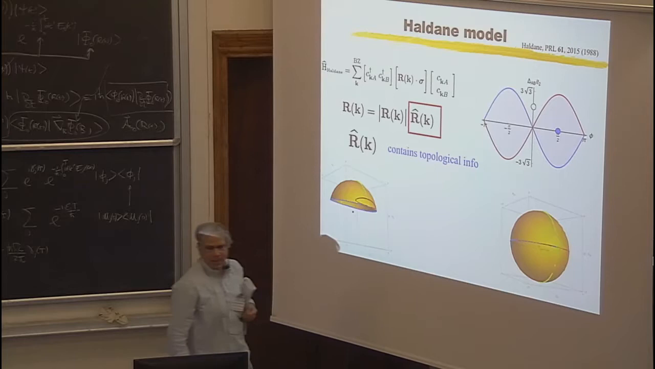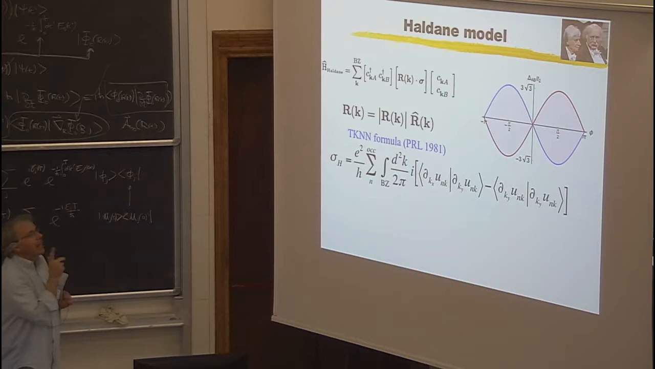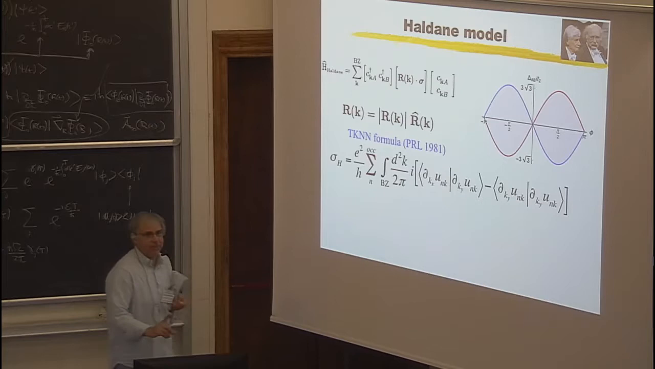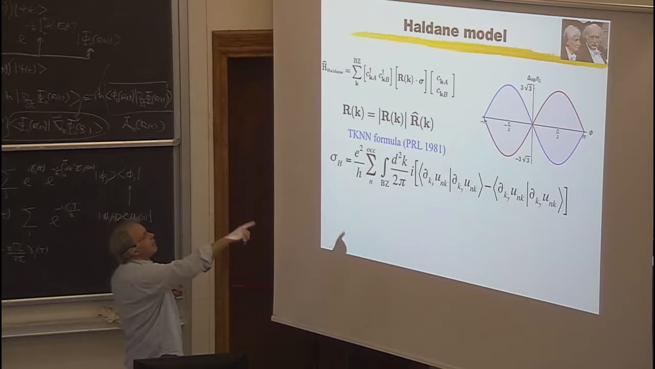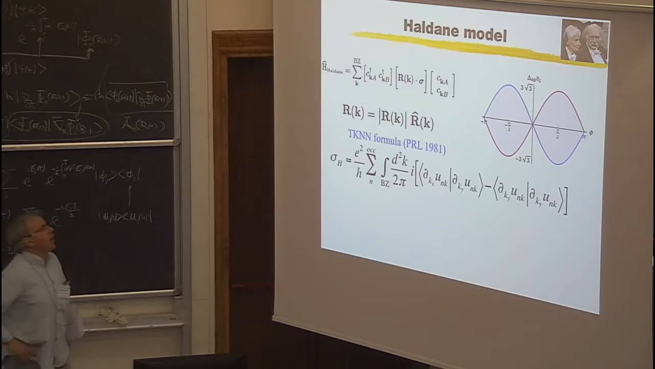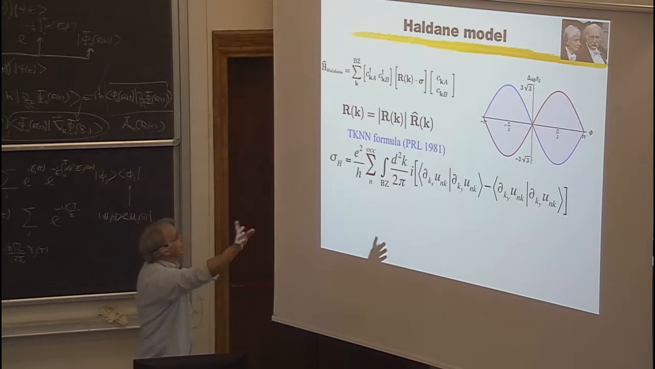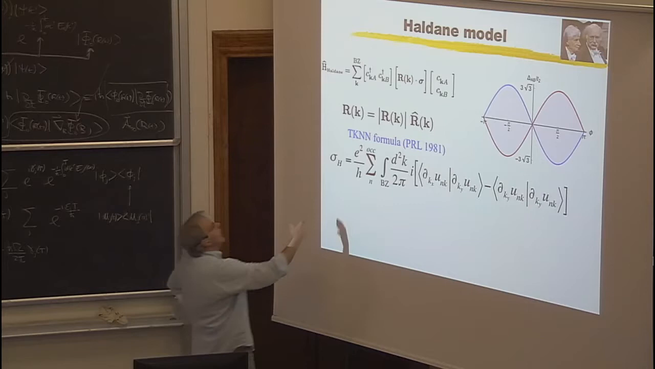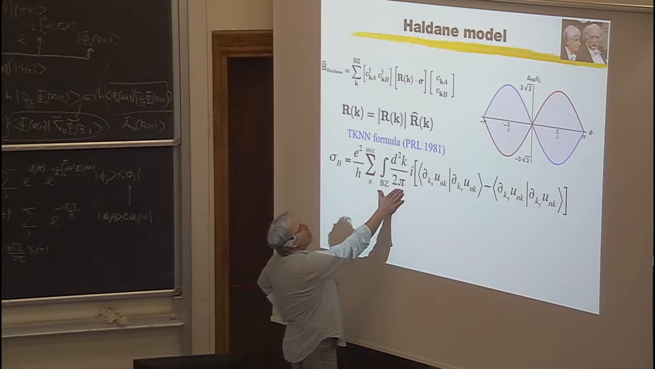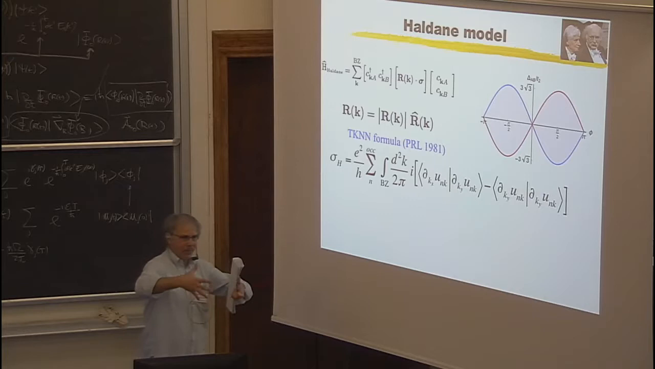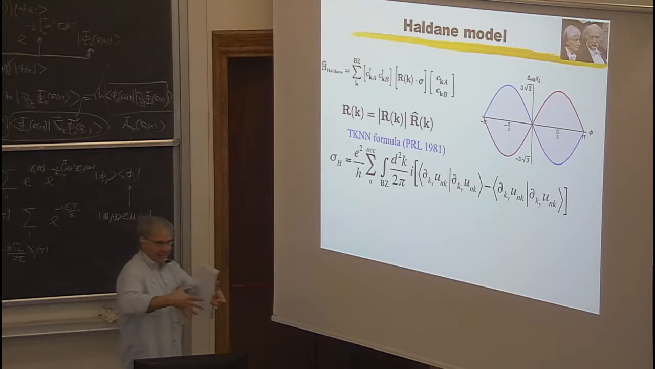So the crucial point is physical. You might say, okay, well, who cares? Is this physics? Yes, it is, because you can show, and this was shown by Thouless in a famous PRL paper in 1981, TKNN, Thouless, Kohmoto, Nightingale, and den Nijs, that you can write the whole conductance of a system like this as an integral over the Brillouin zone, assuming appropriate translational symmetry. They worked essentially in Harper-Hofstadter type situations.